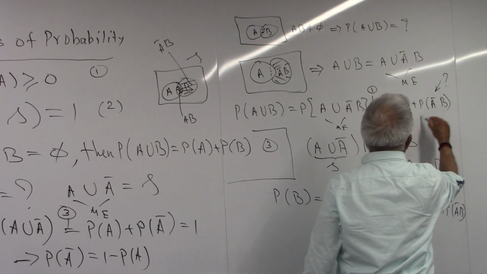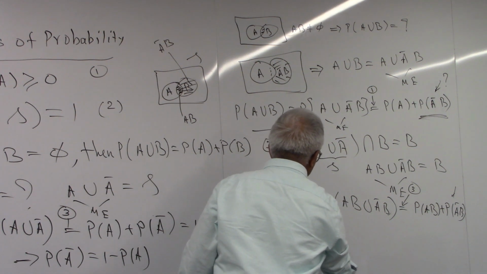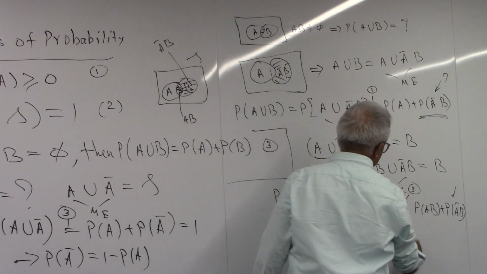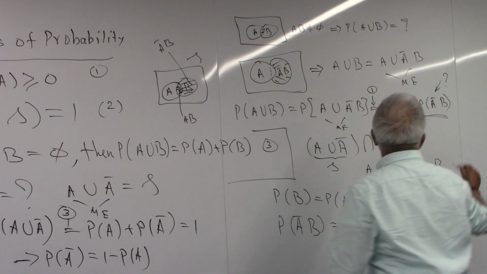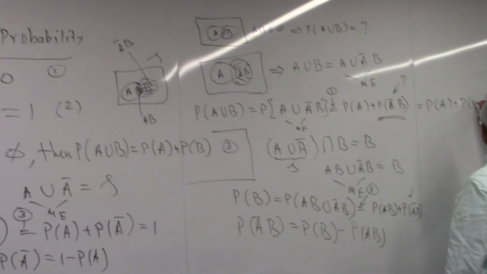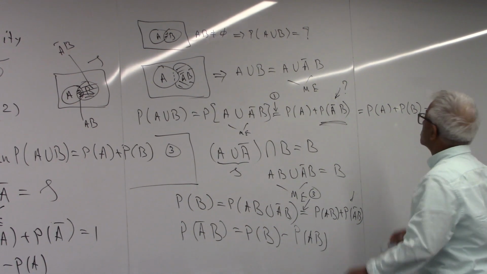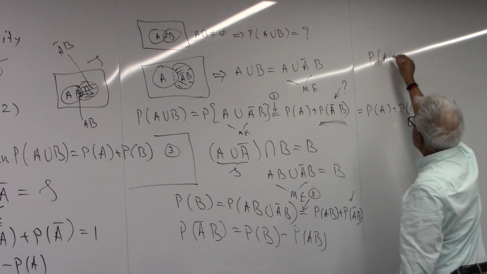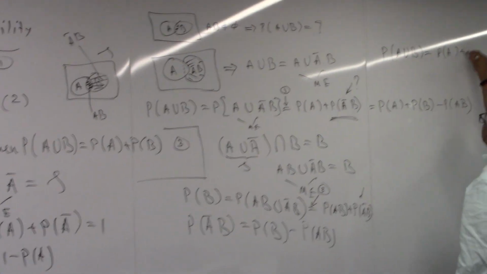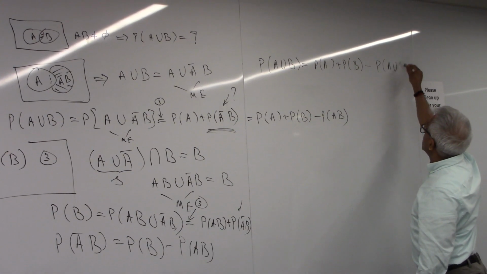Remember, we have been looking for this P(A bar B), so we have a new equation. P(A bar B) is P(B) minus P(AB). So I'm going to substitute that into this top equation. So you get P(A) plus P(B) minus P(AB). So this is a useful identity. I'm going to rewrite it here. P(A union B) in general is probability of A plus probability of B minus probability of A intersection B.